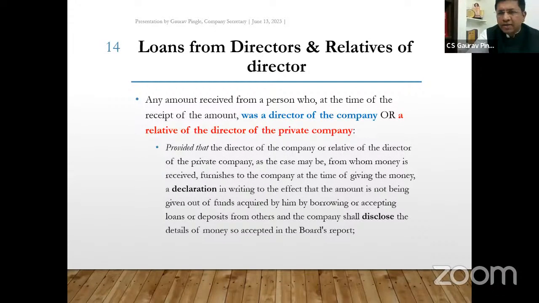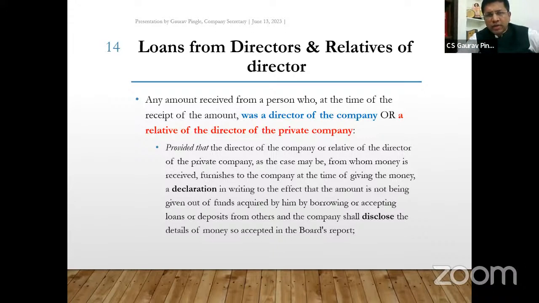The loan, if it is accepted, then they need to take the approval under section 179. Section 179(3) talks about approval of the board of directors at a board meeting. So this transaction cannot be done by circular resolution.